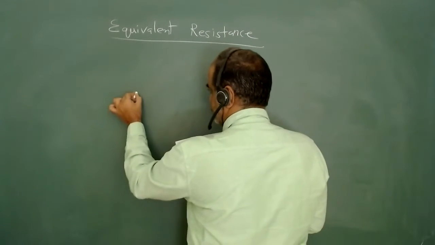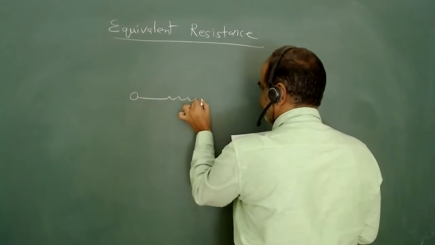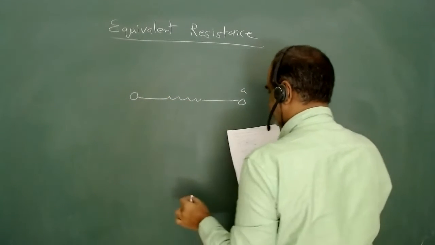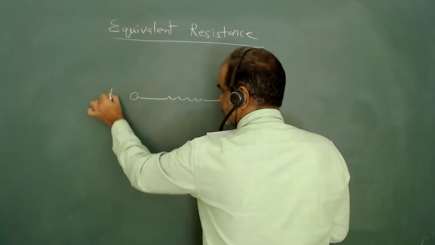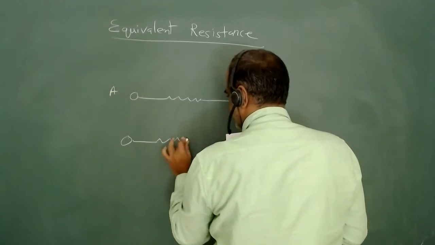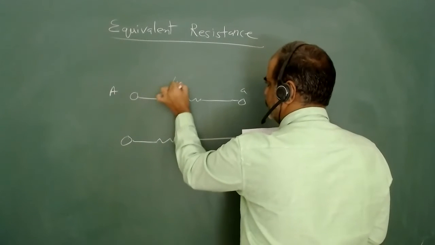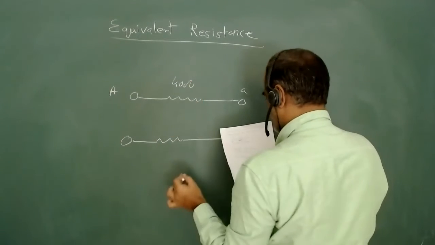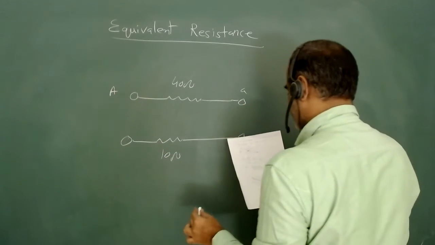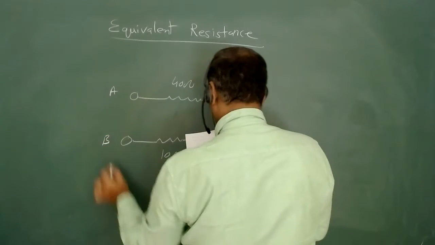So we have been given one circuit. This is terminal A, terminal capital A. I have one more resistance here, and the resistance value is given as 40 ohm. And this resistance value is given as 10 ohm. Now this is terminal B, terminal capital B.